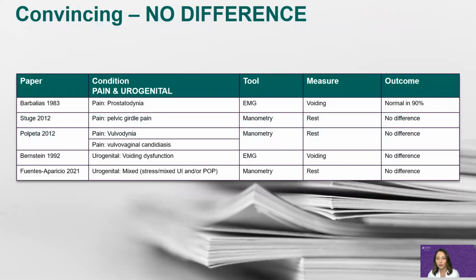The remainder showed no difference, primarily in pain conditions and a couple in the urogenital category. This time, however, two of the EMG measures were taken during voiding, which is consistent with the nature of the condition or where it is frequently tested in a urology clinic. The remainder used manometry. None of the outcomes showed decreased tone.